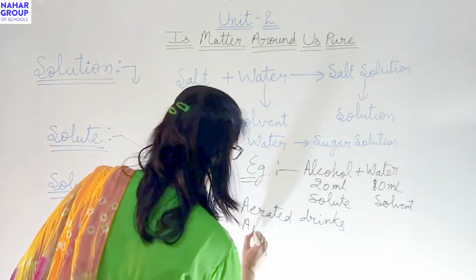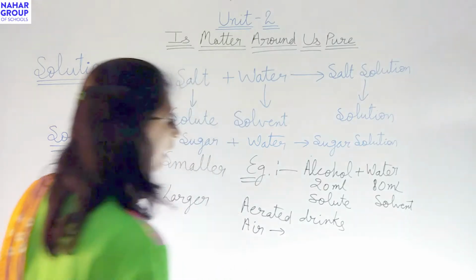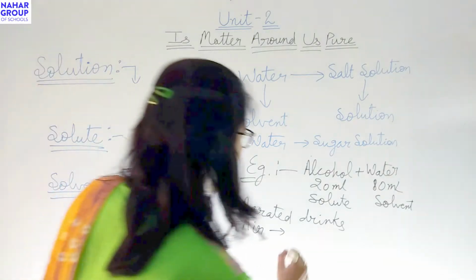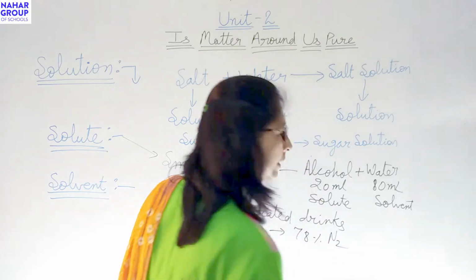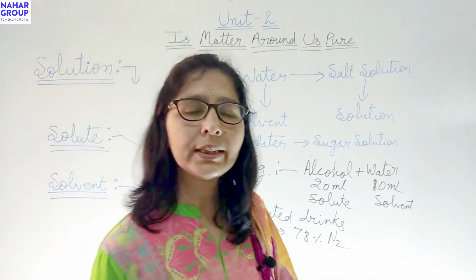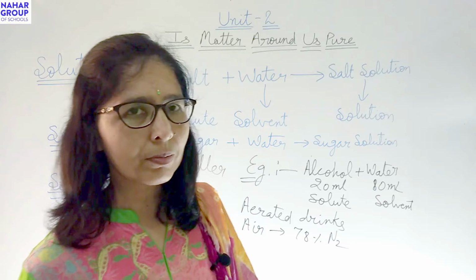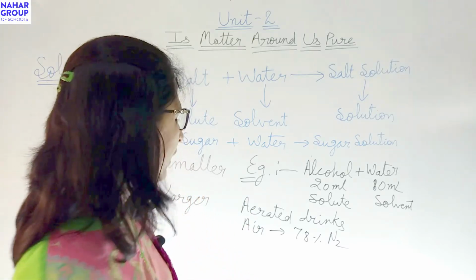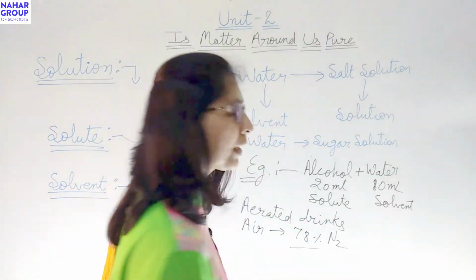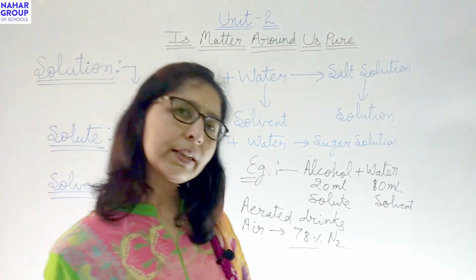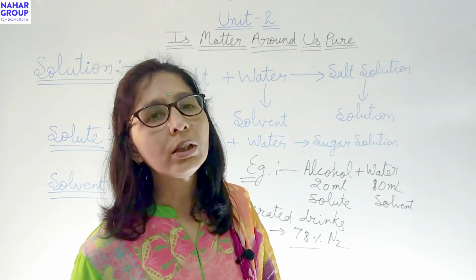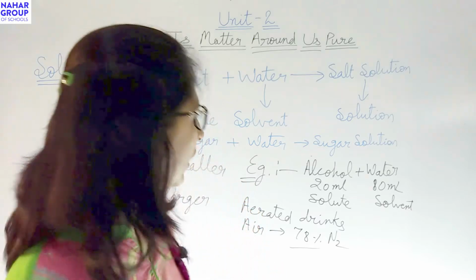Air. As we know that in the air 78% nitrogen is present while 21% is oxygen and some other gases and particles are present. In that condition we can say that 78% nitrogen is the solvent and the rest, which are present in the smaller amounts, are all the solutes.